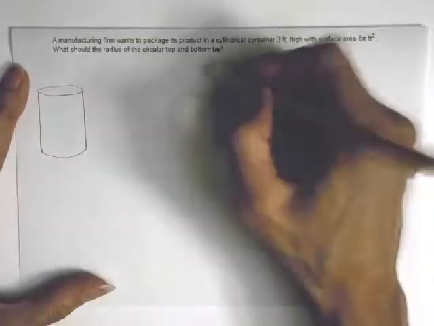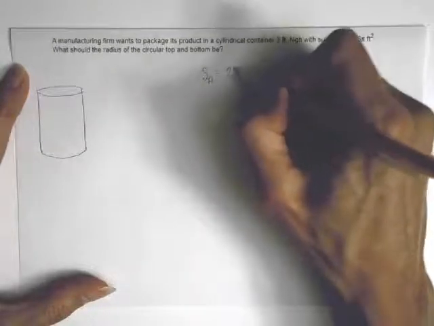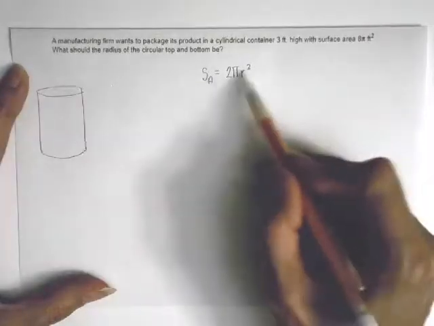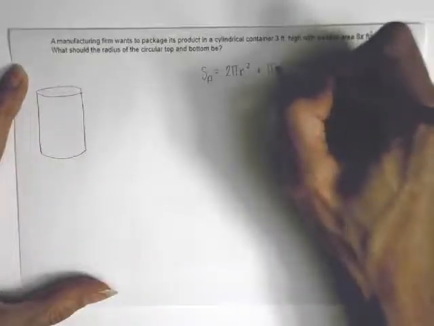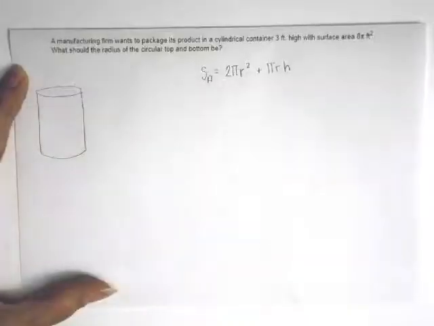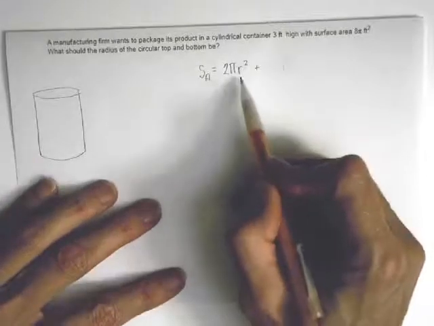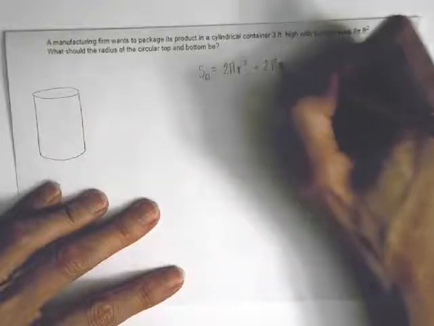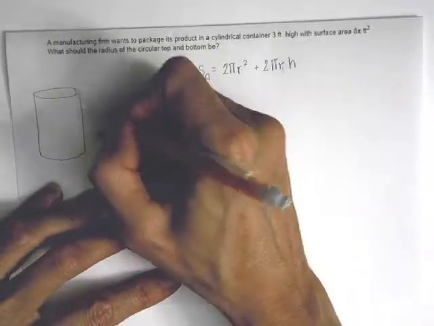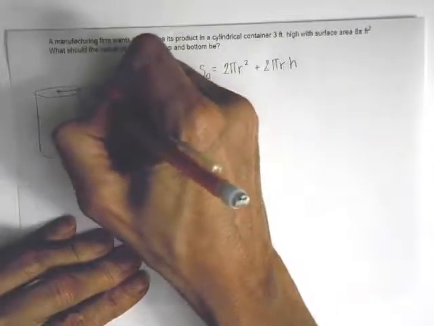The surface area for a cylinder is equal to 2 pi r squared. That's the two circles on top, so pi r squared is the area of a circle, so 2 pi r squared plus 2 pi r h. The surface area is 2 pi r squared, that's the top and the bottom, plus 2 pi r h, where h is the height of this, and r would be the center out on the top and the bottom.